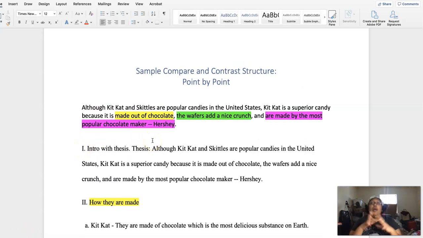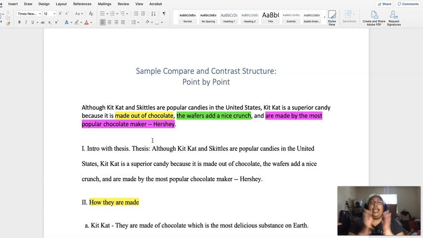Okay, so I want to take that particular thesis and thought from the Kit Kats versus Skittles video, and show you how I'm going to use that thesis and concept to make a structure, or an outline, that will help me do an essay.